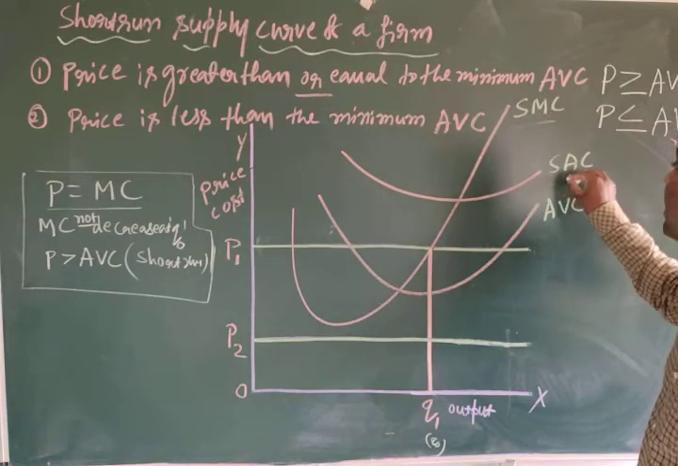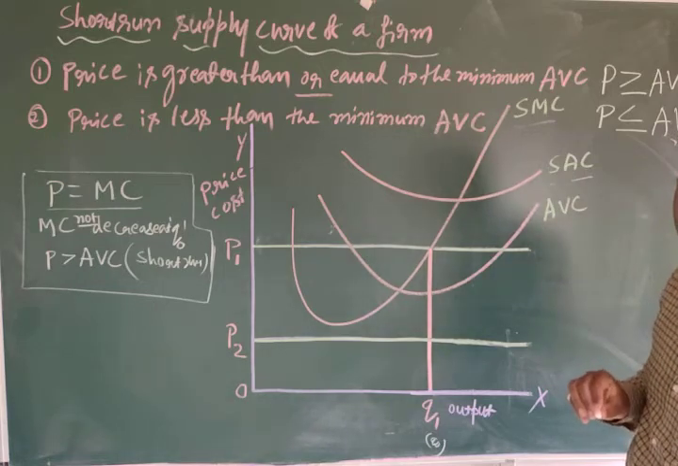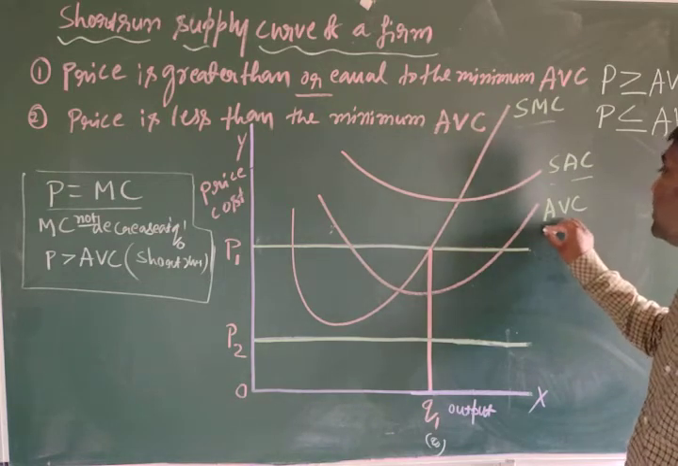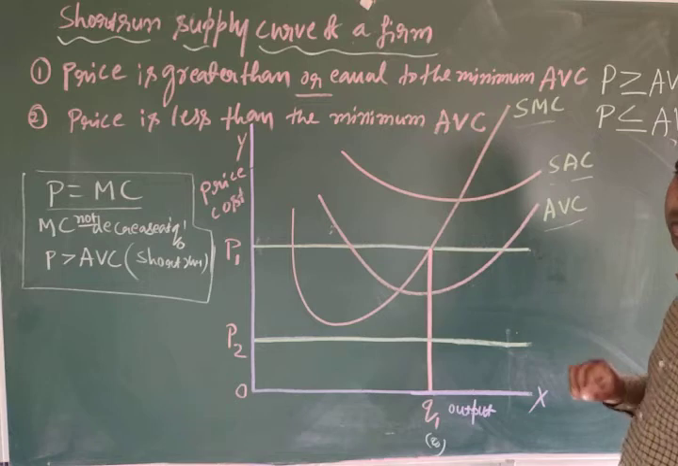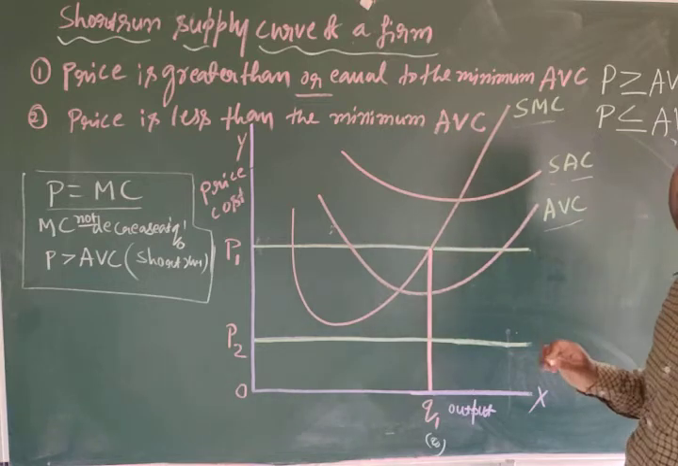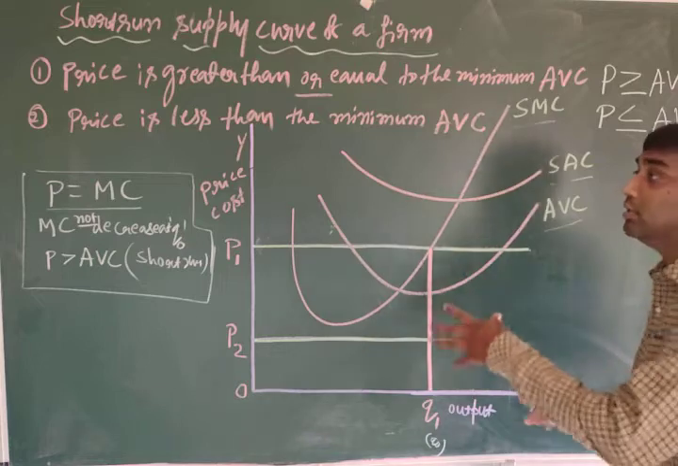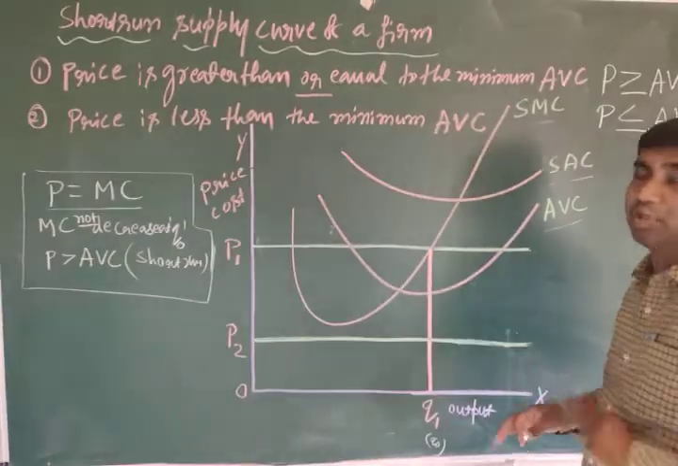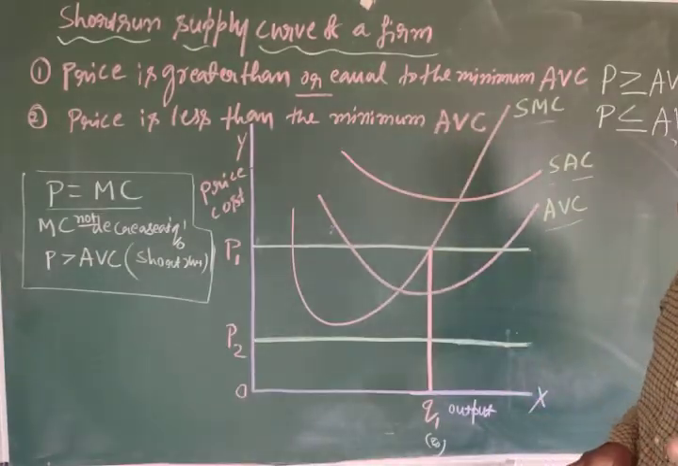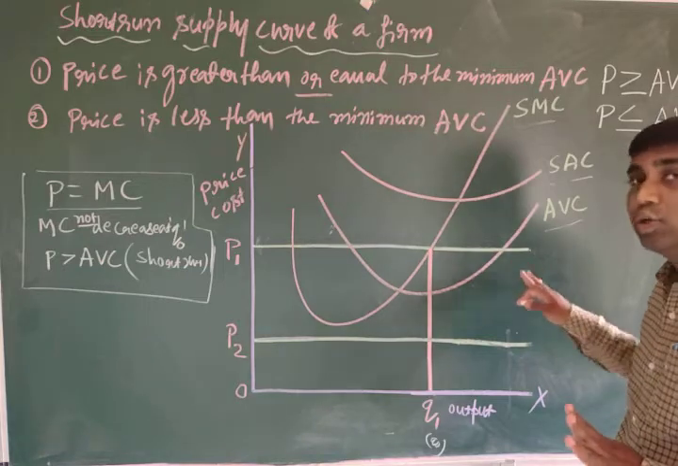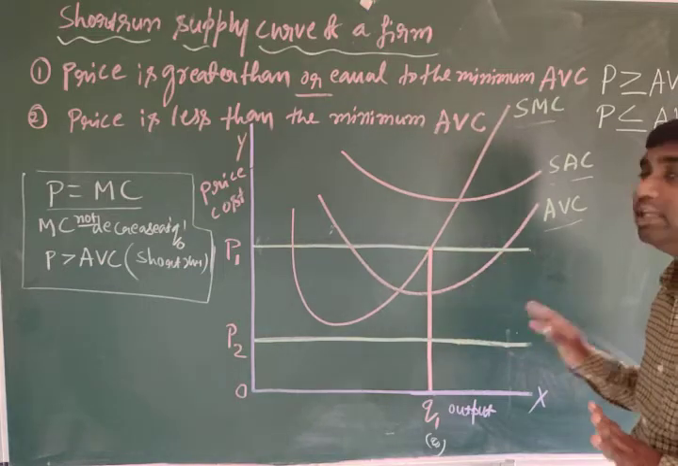Second one is the short run average cost curve, and the last one is the short run average variable cost curve. Okay, average variable cost curve, and you have to remember this is the short run supply curve of a firm. Don't forget, these are two price lines. One is P1, another one is P2.